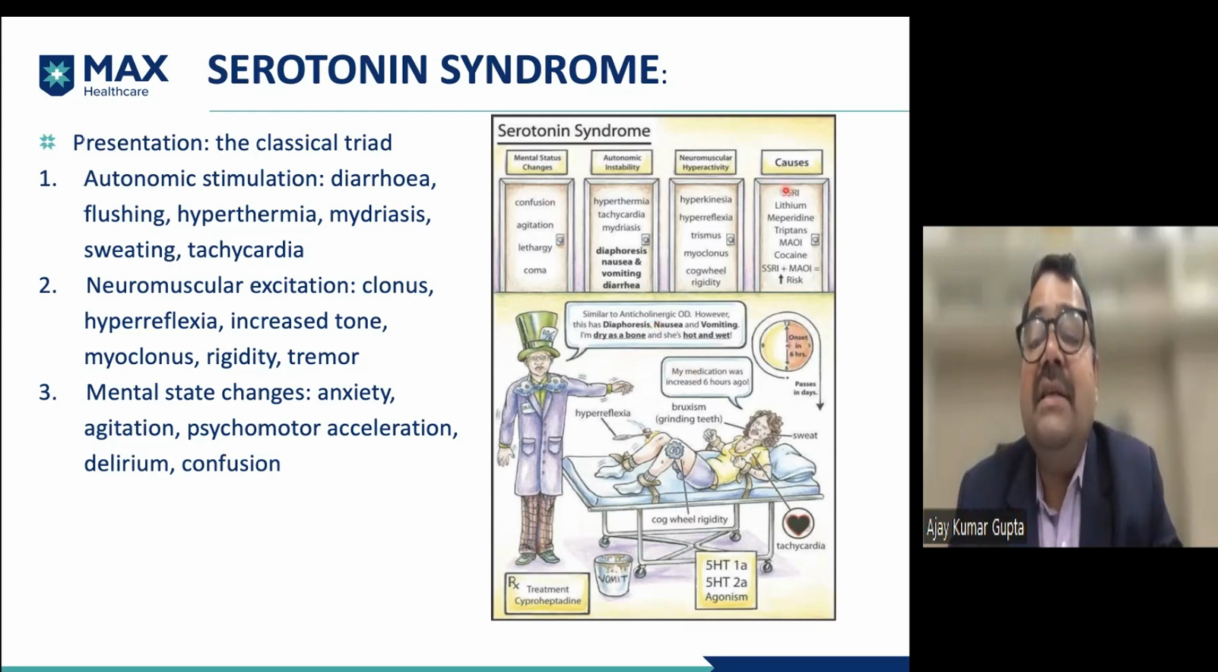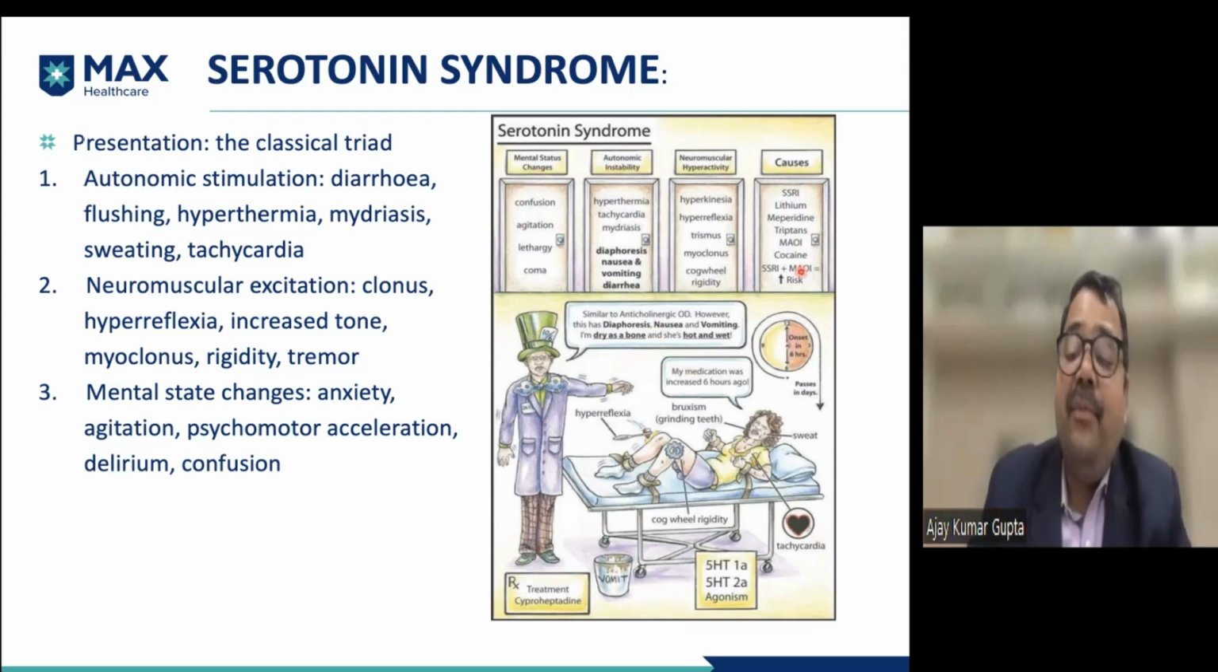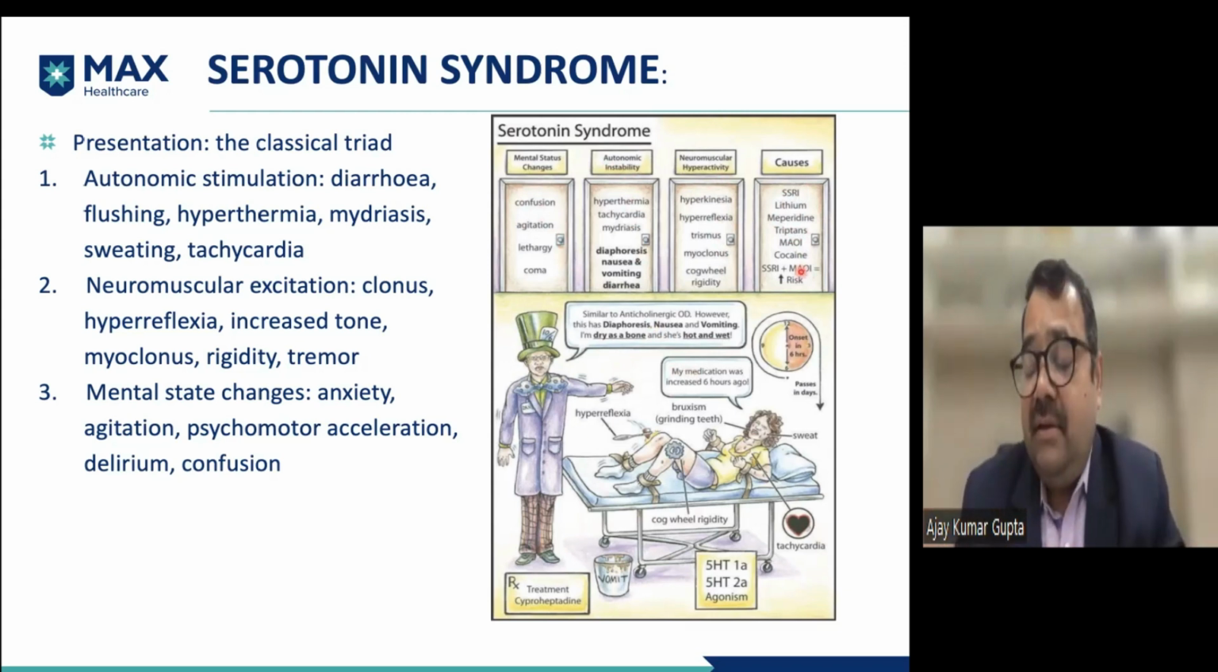So this is just a gist of what we have just discussed: there are mental changes, there is autonomic instability, there is neuromuscular hyperactivity, and these are the particular causes. This is just a tabulated form of what we have discussed.